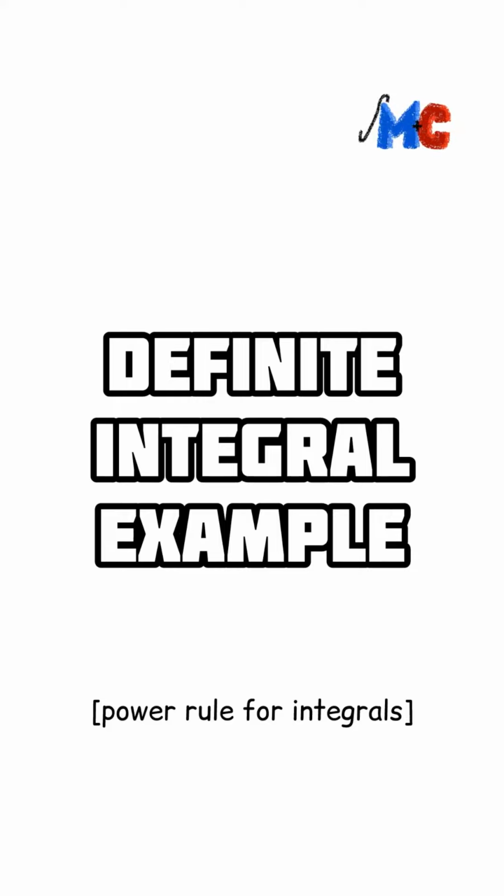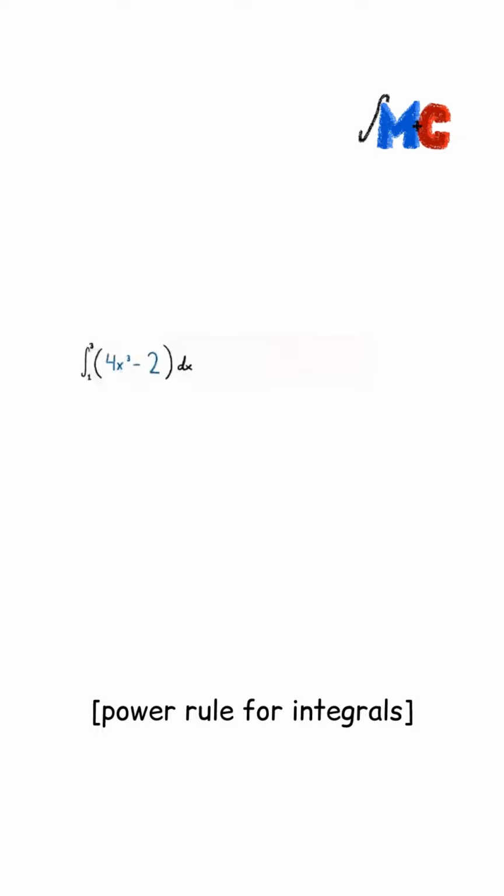Hey there! Today I'd like to go through a brief example of how to calculate the definite integral of a polynomial. This expression here states that we're taking the integral of 4x cubed minus 2 with respect to x from x equals 1 to x equals 3.